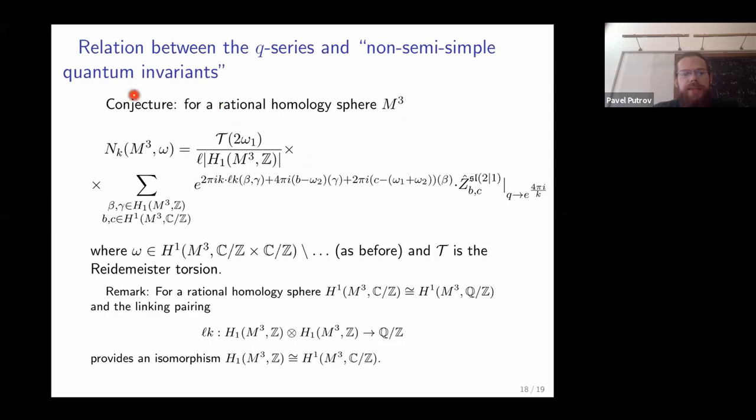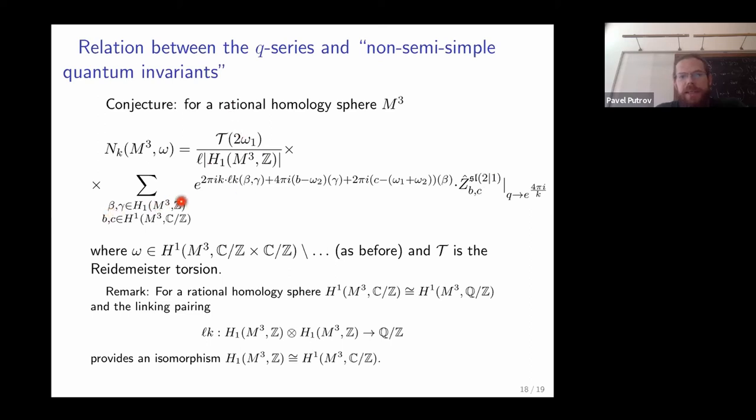And so one can make the following conjecture, when M3 is a rational homology sphere: these q-series Z hat are related to these non-semisimple quantum invariants by the following formula. It may look a bit complicated, but essentially we want to take a certain linear combination of these Z hats, and we want to take the limit when q goes to a root of unity. And there will be some universal overall coefficients involving Reidemeister torsion.